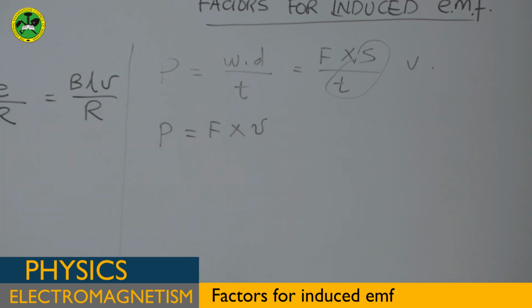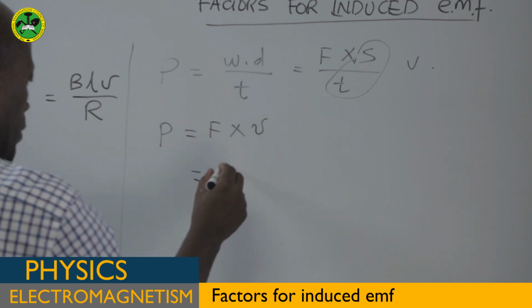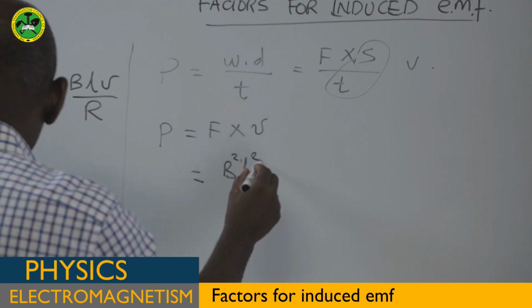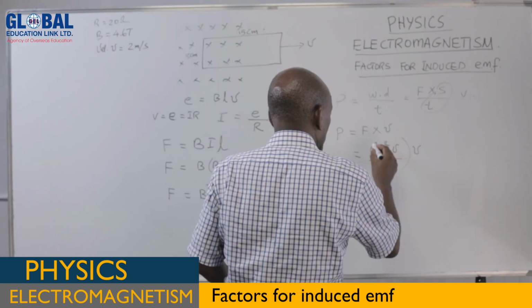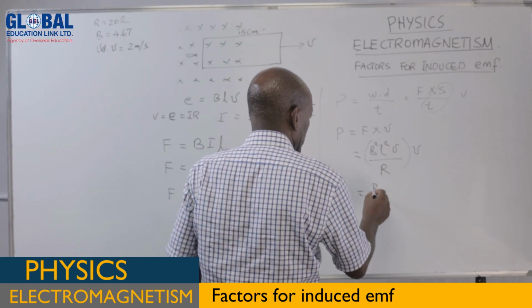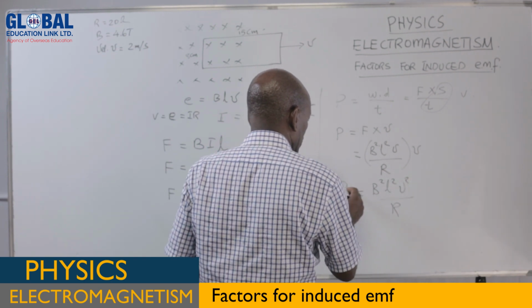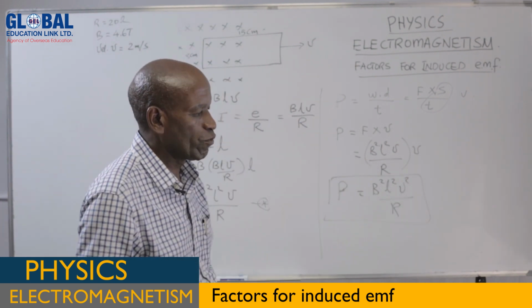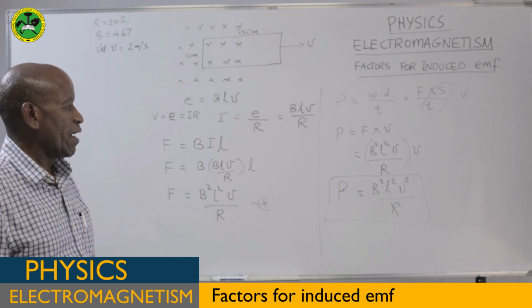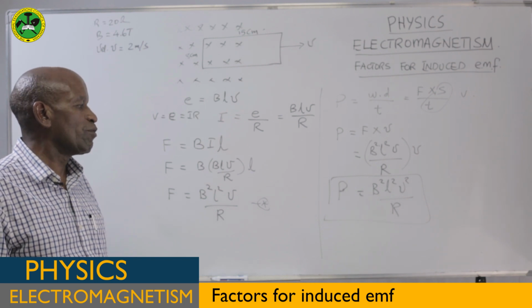But this force had already been obtained, so we substitute this particular expression for the force here. We get the power equal to B squared L squared V over R times the velocity V. If you write it there, you get B squared L squared V squared over R. This is equal to the power, and this is the expression you had been asked to prove in the first part. Therefore, if we go very quickly to part B, we need to compute the value of the power that is needed to move the loop.